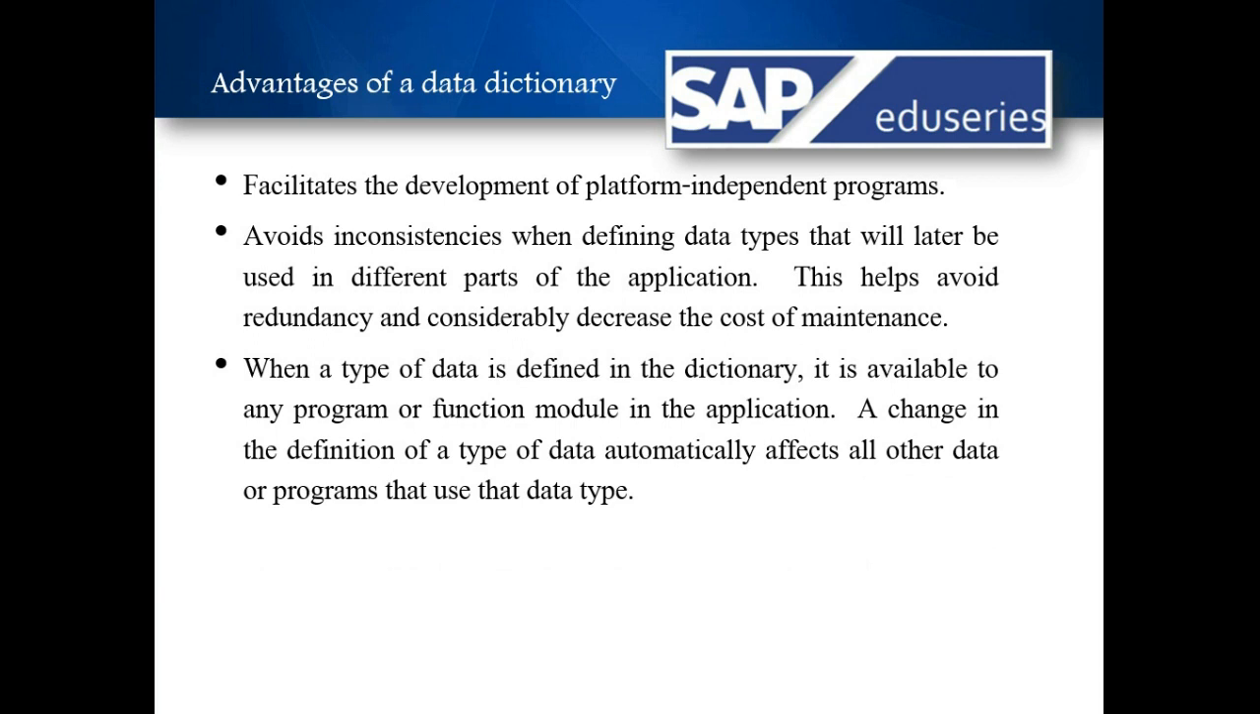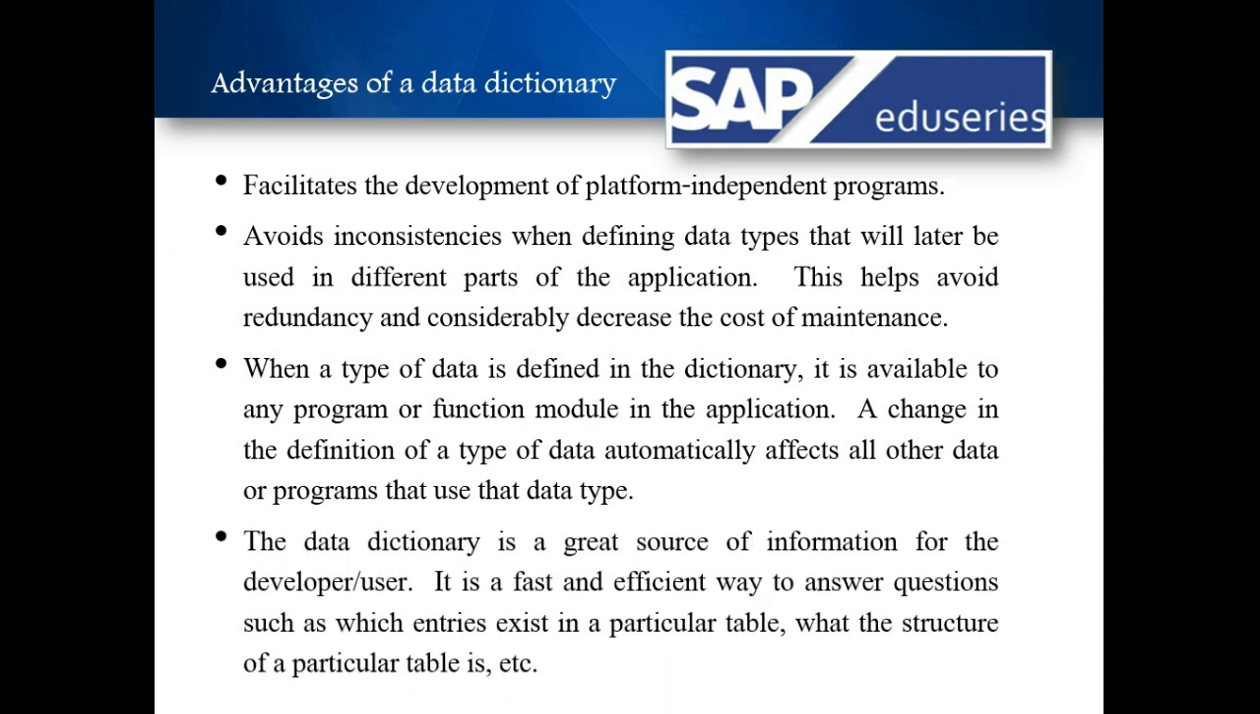When a type of data is defined in the dictionary, it is available to any program or function module in the application. A change in the definition of a type of data automatically affects all other data or programs that use that data type. The data dictionary is a great source of information for the developer and user. It is a fast and efficient way to answer questions such as which entries exist in a particular table, what the structure of a particular table is, etc.